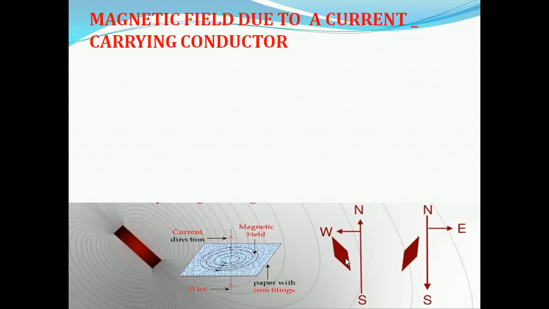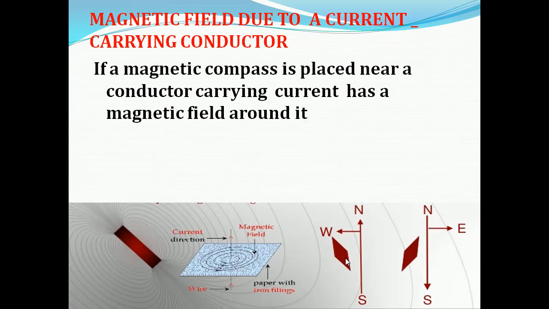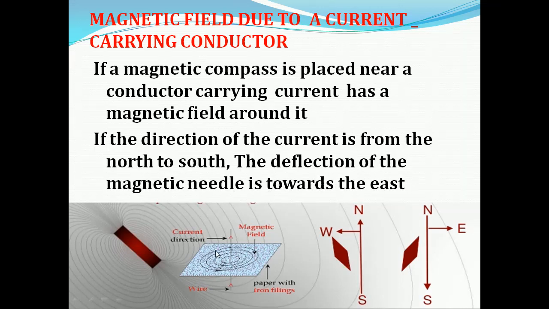Now we are going to see magnetic field due to a current carrying conductor. If a magnetic compass is placed near a conductor which is carrying a current, a magnetic field will be produced around it. So when we place a magnetic compass near the conductor carrying the current, a magnetic field will be produced.